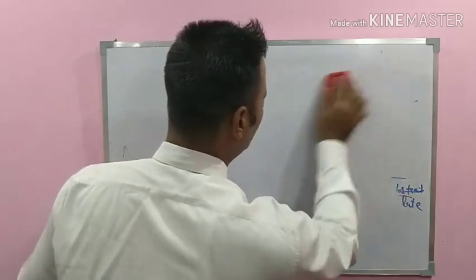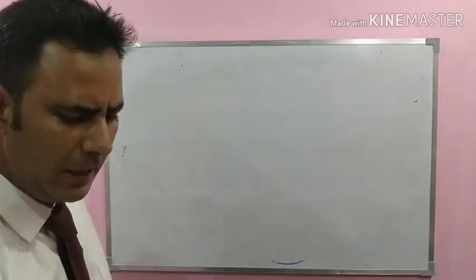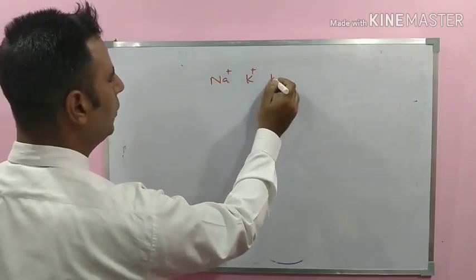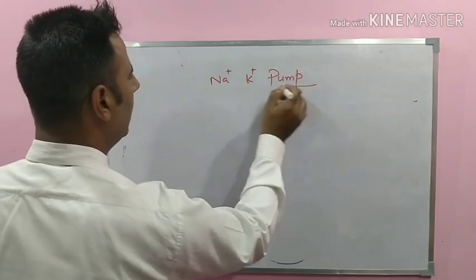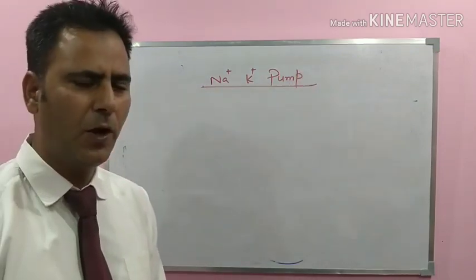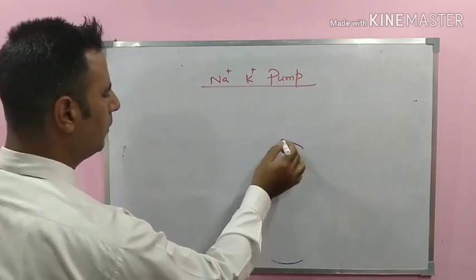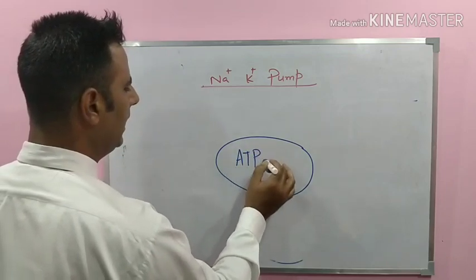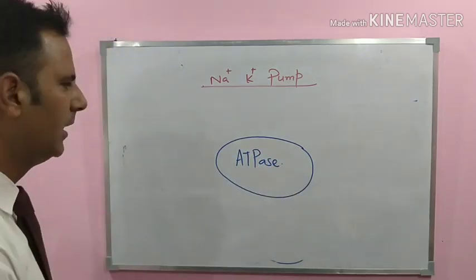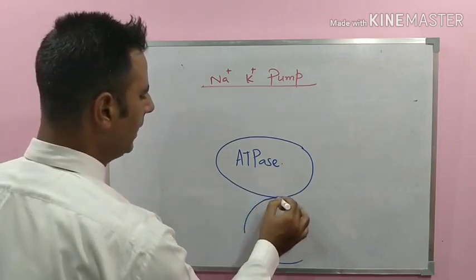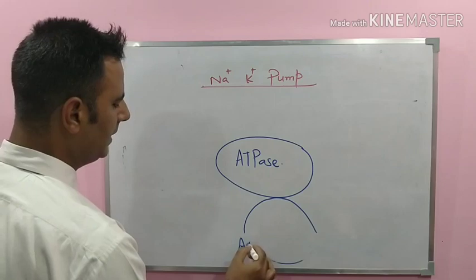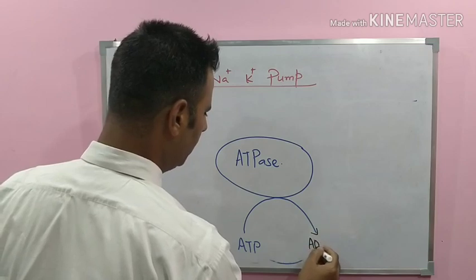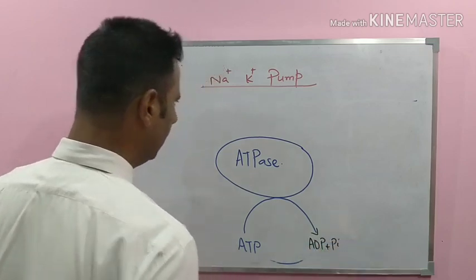See, the most famous example of primary active transport is the sodium potassium pump. Again, I told you we require 2-3 things. One is the carrier protein, and for the sodium potassium pump, the carrier protein required is known as ATPase. Second, we require energy, and that energy should come in the form of ATP. This ATP will be utilized and converted into ADP and inorganic phosphate.